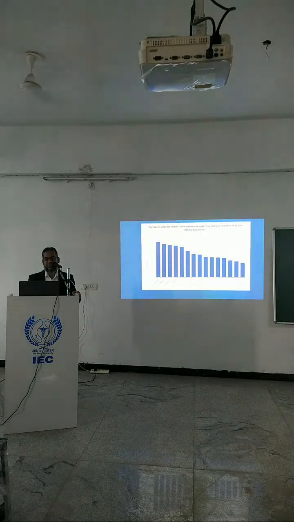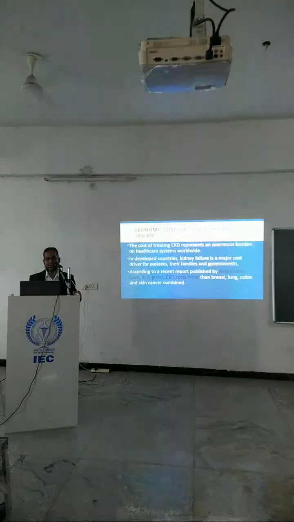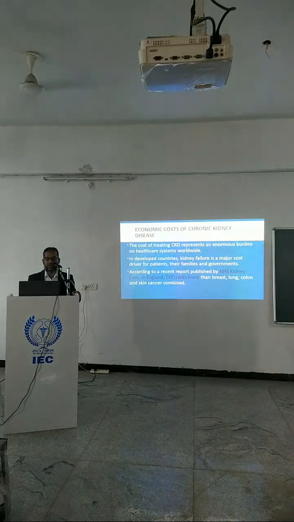Now this picture shows prevalence rates for chronic kidney disease in selected countries worldwide. So these are the number of cases per 100,000 population. You can see here, India also has around 9,525 cases per 100,000 population, whereas the developed world also has more cases. The economic cost of chronic kidney disease: the cost of treating CKD represents an enormous burden on healthcare systems worldwide.